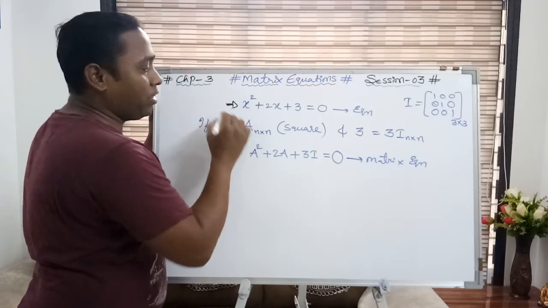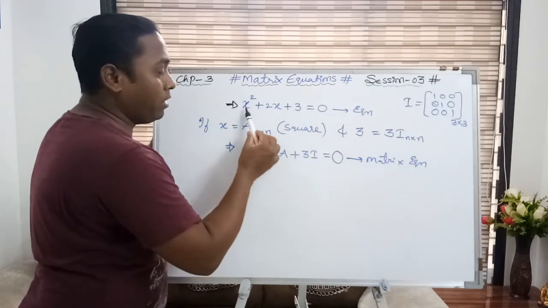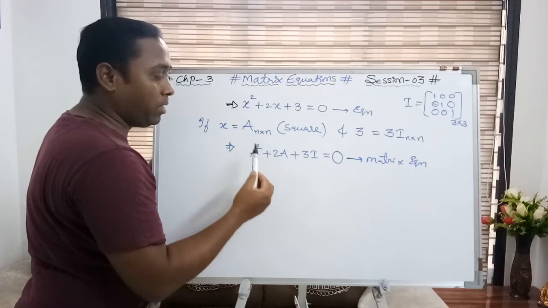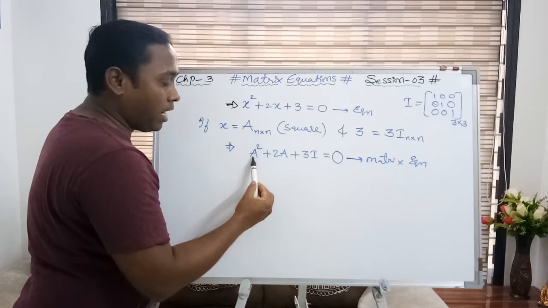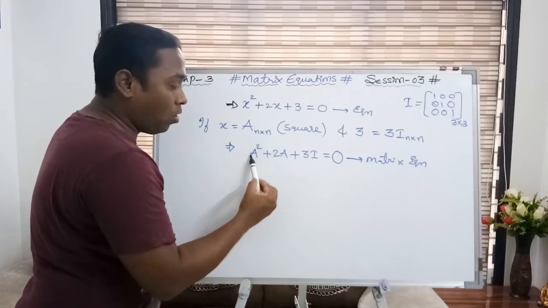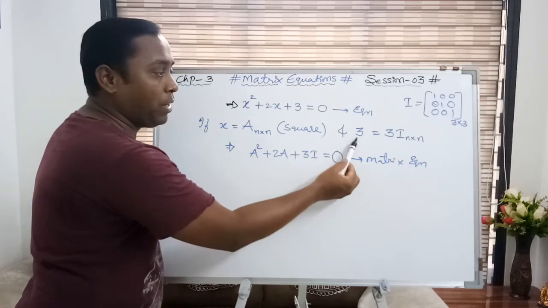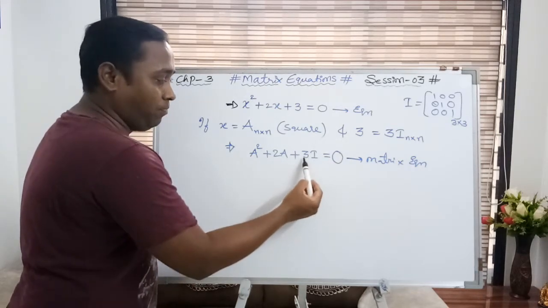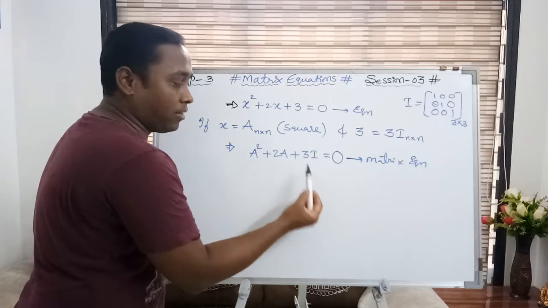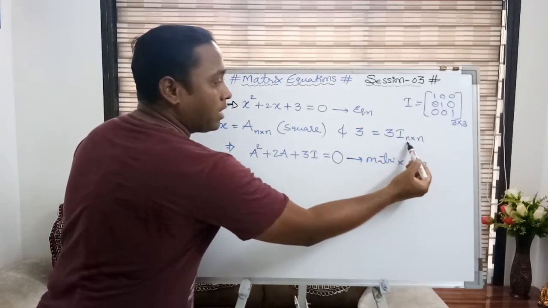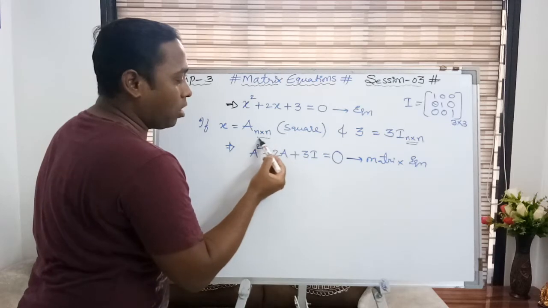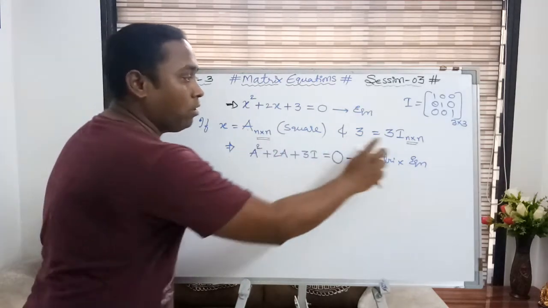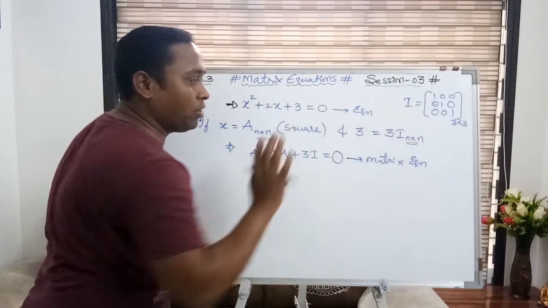So I hope you understand the equation and matrix equation. The difference between them is that an equation involves variables and constants, whereas a matrix equation has square matrices, and in place of a constant we take a constant into identity matrix. But the order of the identity matrix depends on the order of the square matrix in the equation, nothing else. If it is 2 by 2, it will be 2 by 2. If it is 3 by 3, it will be 3 by 3.